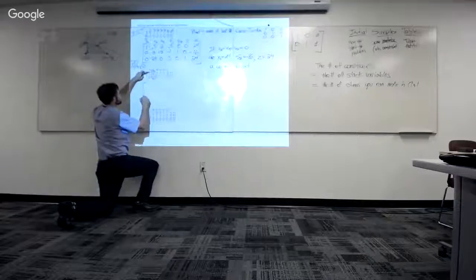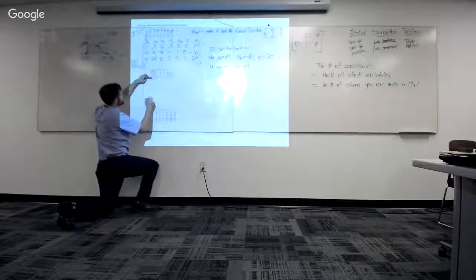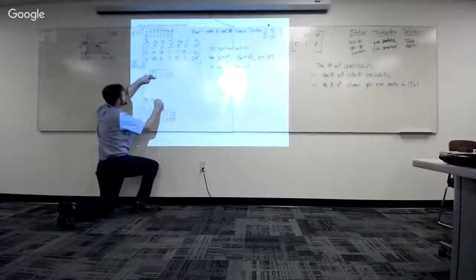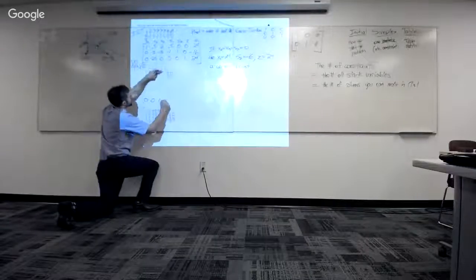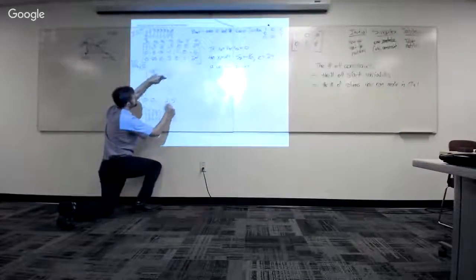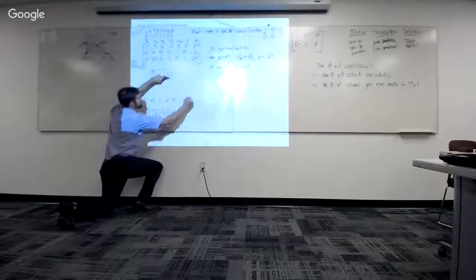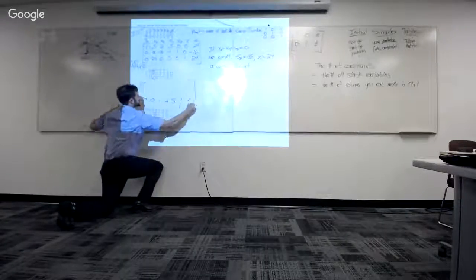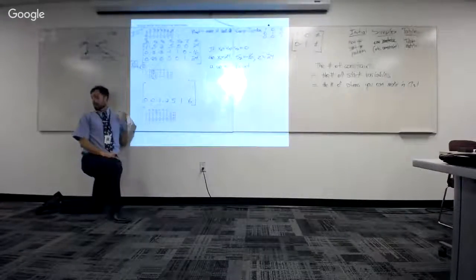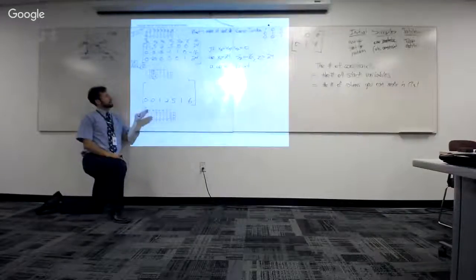So 0 plus 0 is 0. 2 plus -2 is 0. 1 plus 0 is 1. 1 plus 1 is 2. 4 plus 1 is 5. 0 plus 1 is 1. And 6 plus 0 is 6. So I literally just went through and added the entire top row into the bottom row.